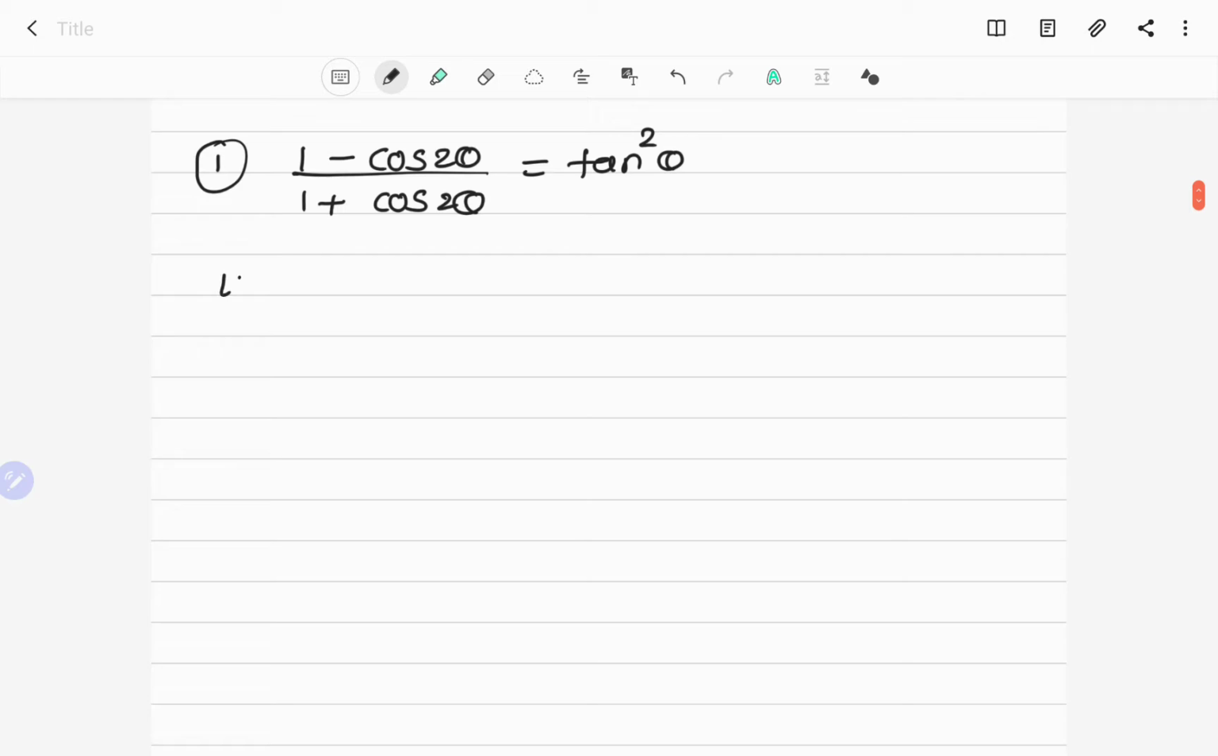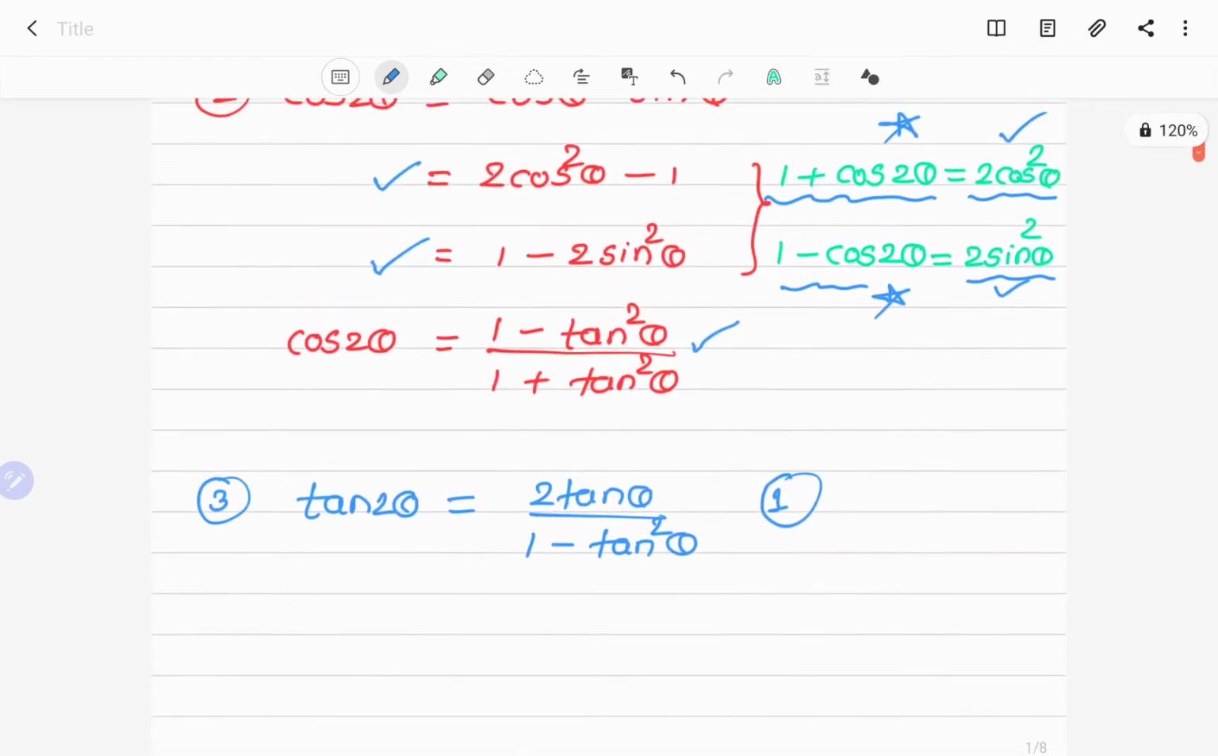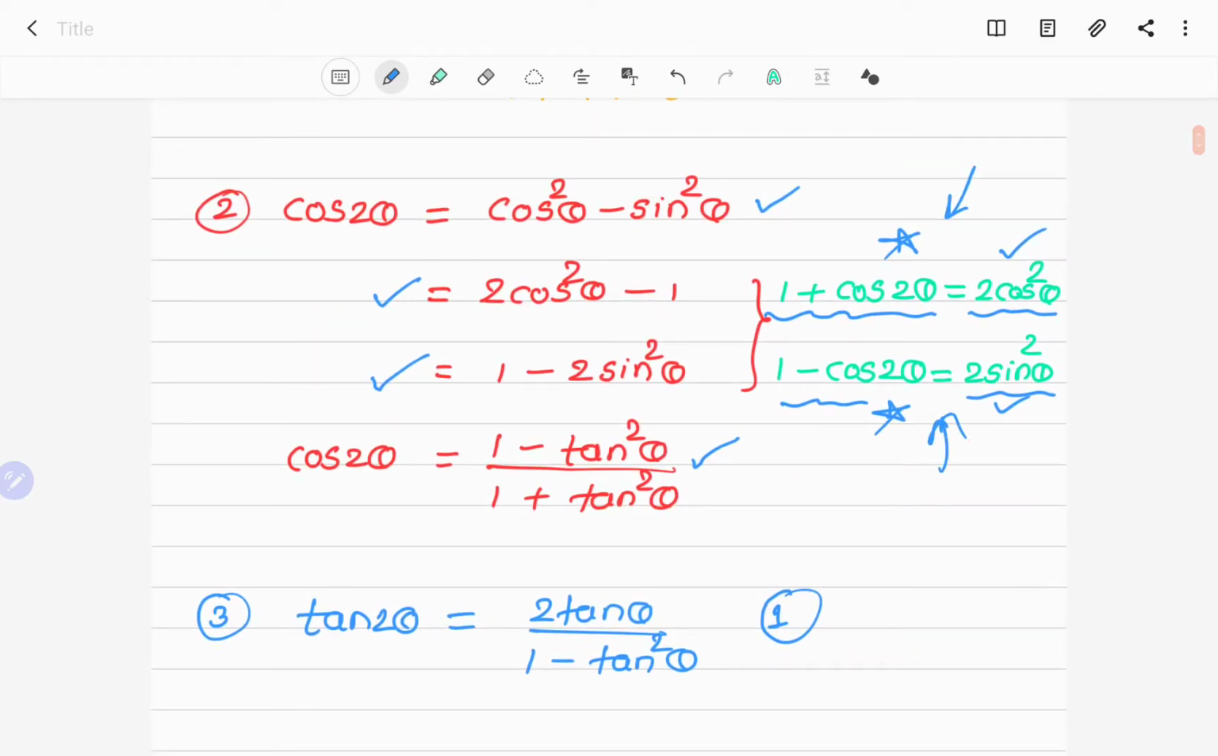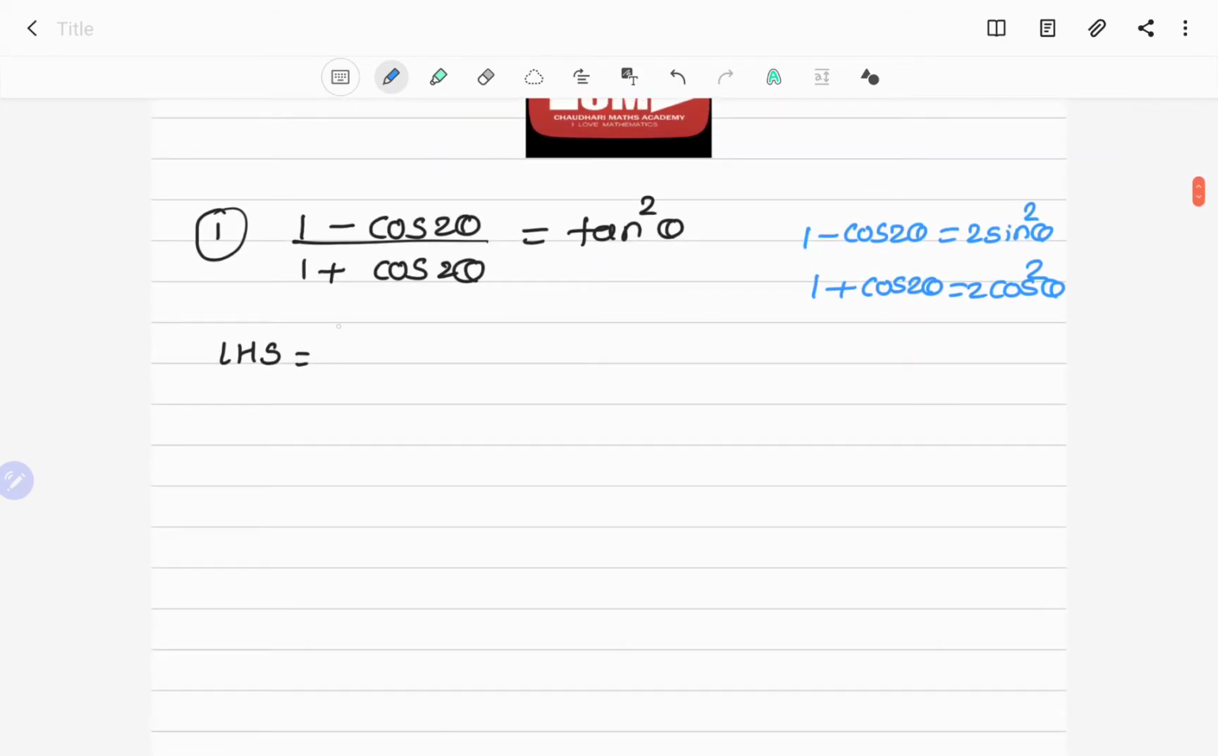So let's start with the left hand side, and on the left hand side I am going to use the very important formulas that we already discussed. Friends, please observe: 1 minus cos 2 theta is 2 sine square theta, and 1 plus cos 2 theta is 2 cos square theta. These are the very important results that we discussed earlier. So please apply these two formulas on LHS. For 1 minus cos 2 theta, I am substituting 2 sine square theta, and I am replacing 1 plus cos 2 theta with 2 cos square theta.